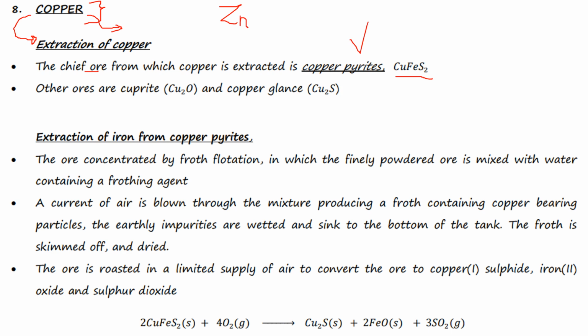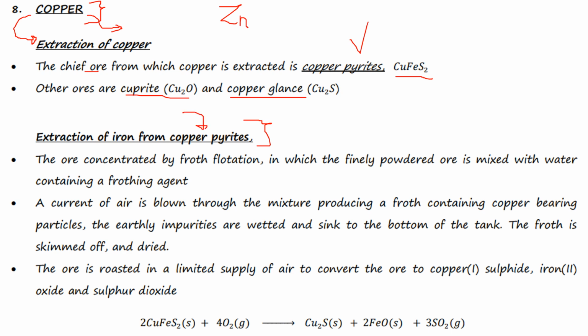And other ores from which you can extract copper, because usually when we ask for this extraction, part A Roman number 2, we are always going to ask you for other ores from which copper can also be extracted. There are other ores that are common in the majority of textbooks. One of them is cuprite, which is the same as copper(I) oxide, and also copper glance. Now copper glance is the same as copper(I) sulfide. Now let's look at the extraction process using the chief ore, which is copper pyrites.